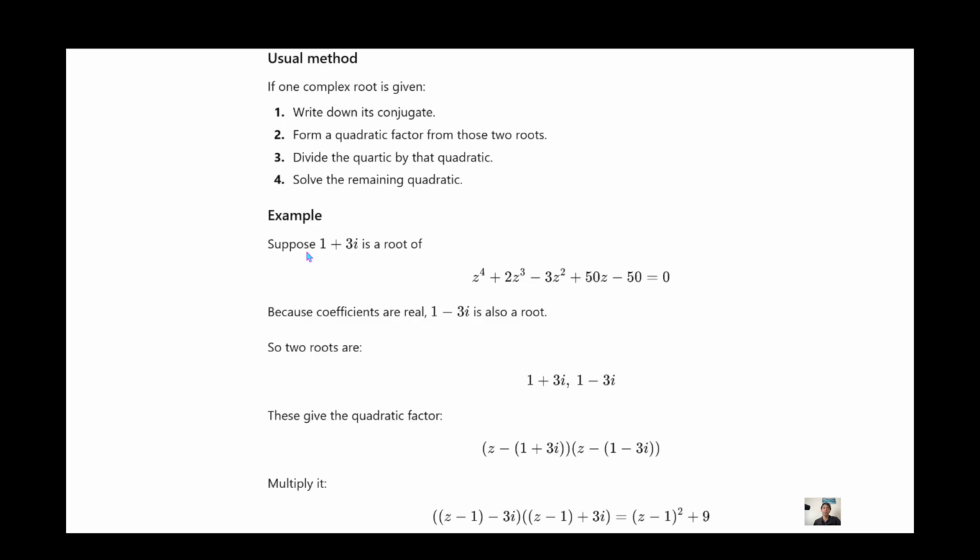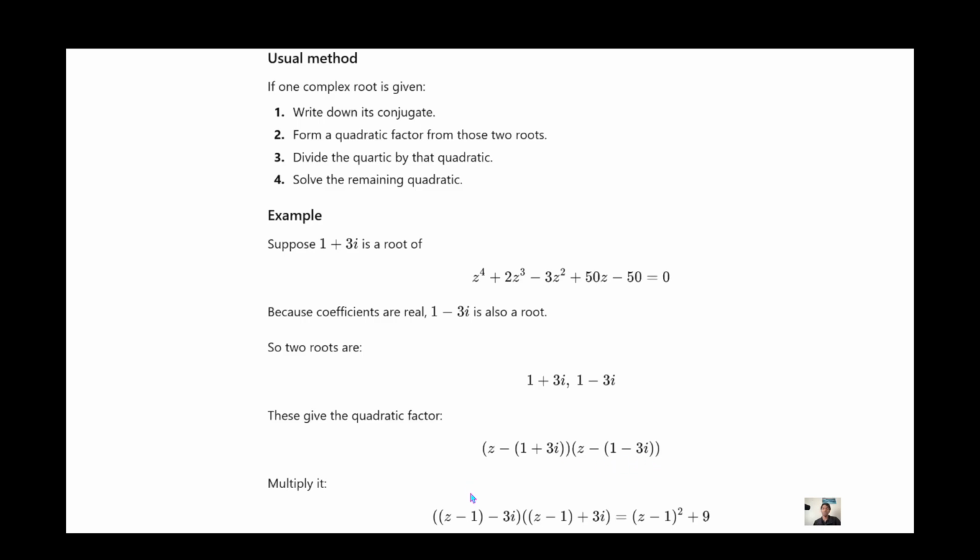Here's an example. Suppose 1 plus 3i is a root of z to the power 4 plus 2z to the power 3 minus 3z squared plus 50z minus 50 is equal to 0. Because coefficients are real, 1 minus 3i is also a root. So the 2 roots that we are given now are 1 plus 3i and 1 minus 3i, which are obviously a conjugate pair.